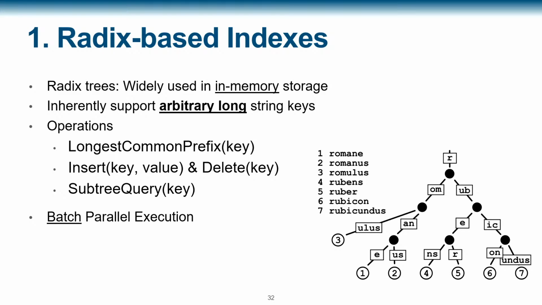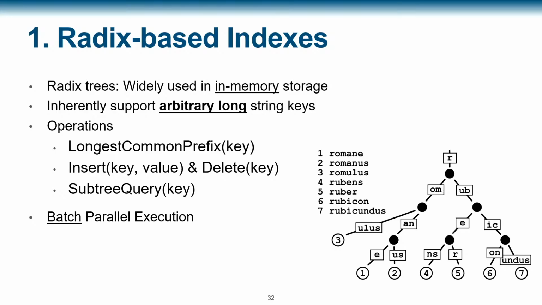So it's still a tree, right? We have PIM tree, which works for trees. But there's a couple of things that are very different about radix trees and tries. So one of them is they can be highly imbalanced, right?